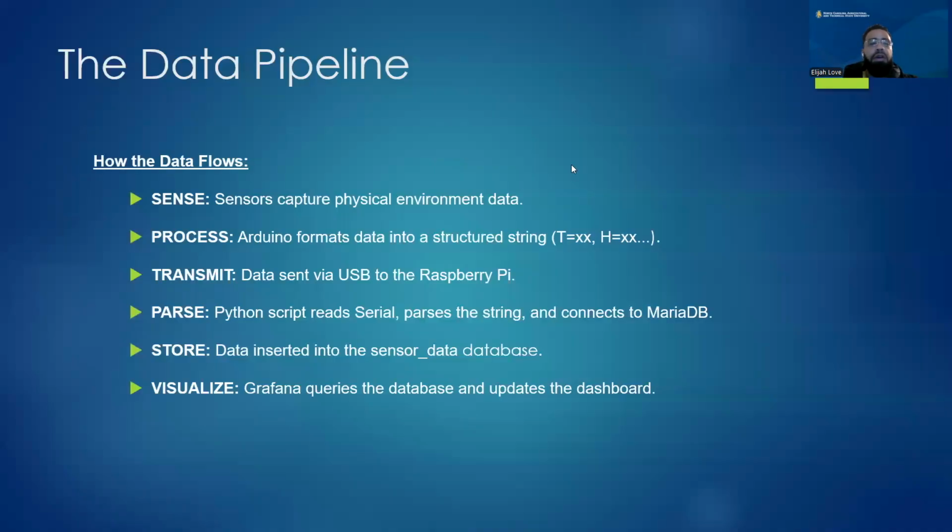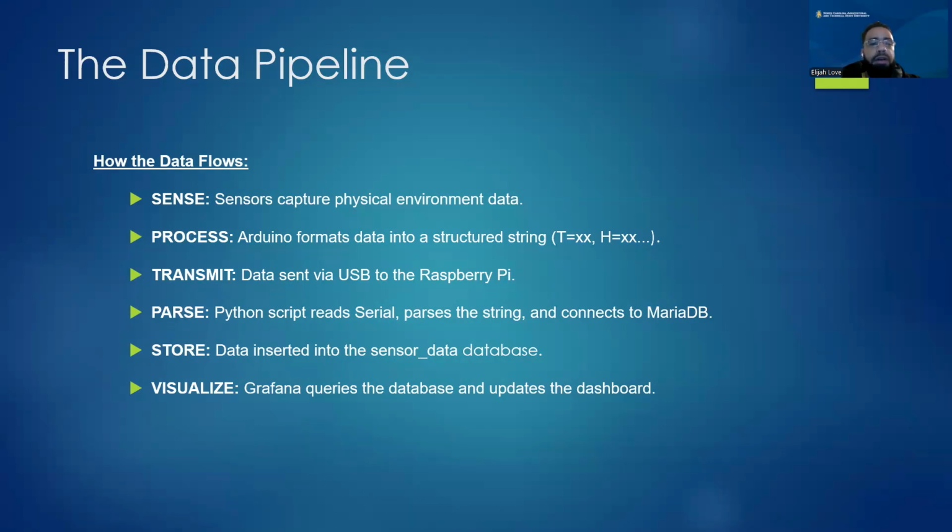So you guys have an understanding of how the data flows, this is an overall view of the data pipeline and its components, comprising sensing, processing, transmitting the data, parsing the data, and storing and visualizing. For sensing, the sensors capture all of the physical environment data, such as temperature, humidity, light, and sound.